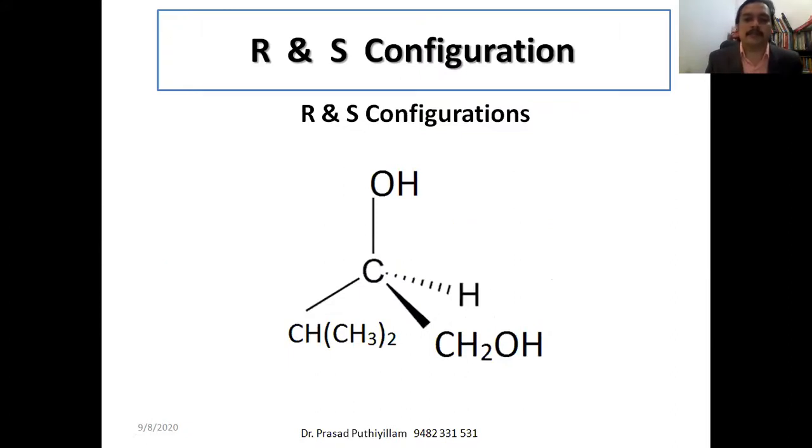Say, for example, this molecule. For the given molecule, we need to consider the priority order. First priority will always go to oxygen, because the others are carbon and hydrogen. So oxygen will get the first priority. Now here also carbon, CH2OH, and CH3 twice.